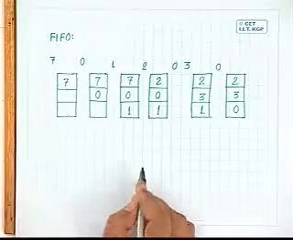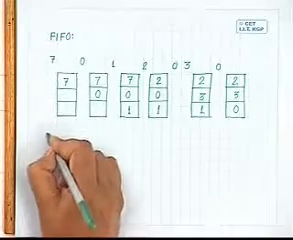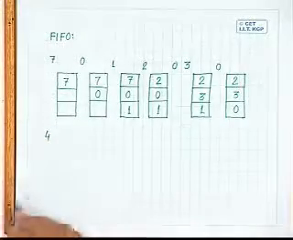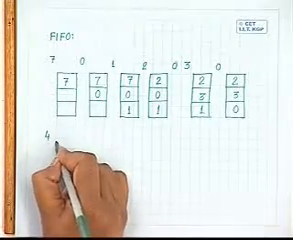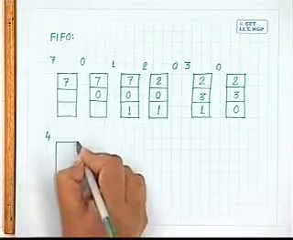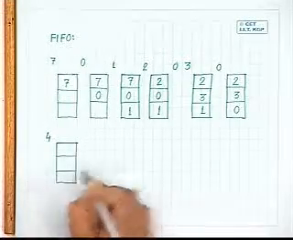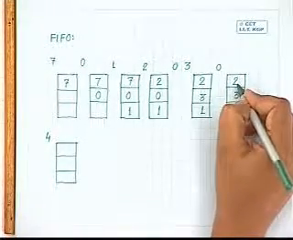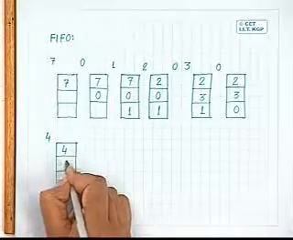Okay. So the next one that has been referred is page number 4. Again, page number 4 does not exist, so I have to replace one of the pages to make room for page number 4. And out of these pages, it is page number 2 which was brought first, so you replace page number 2 by page number 4.